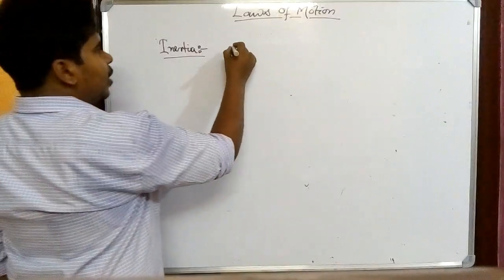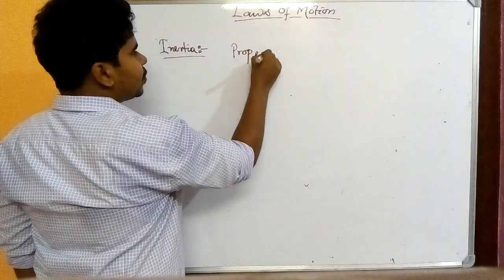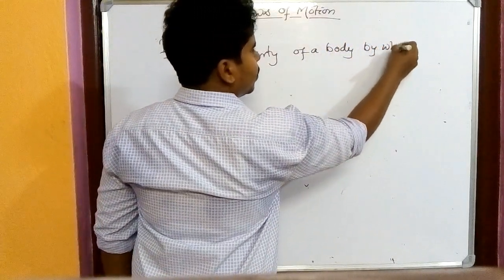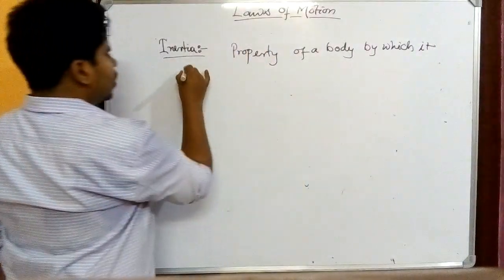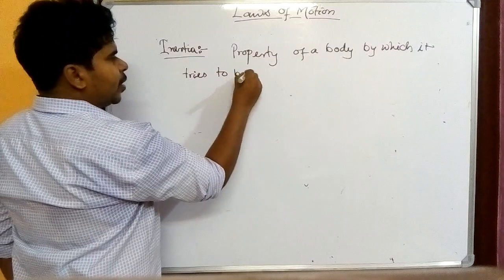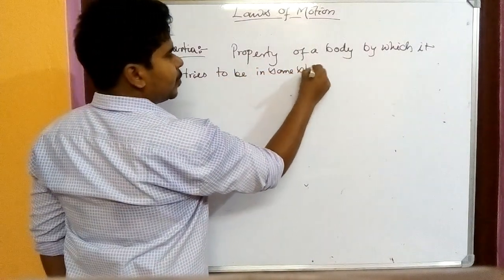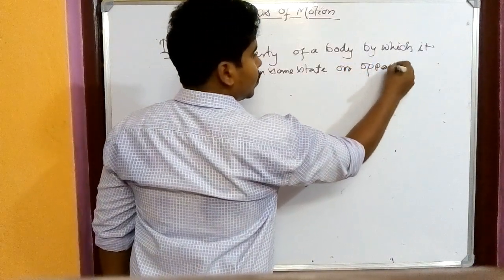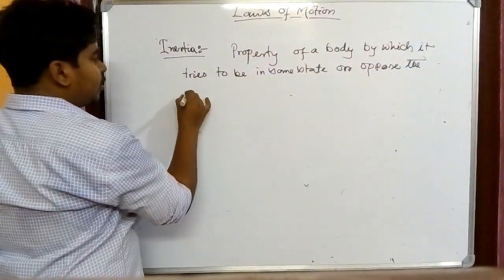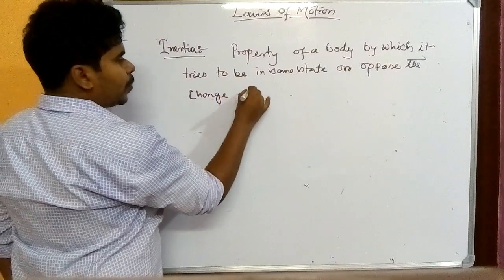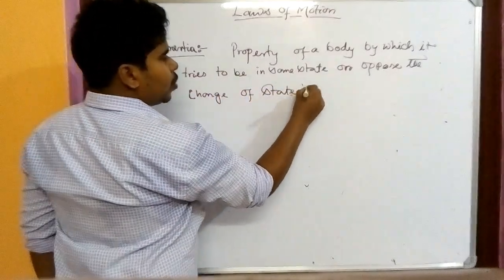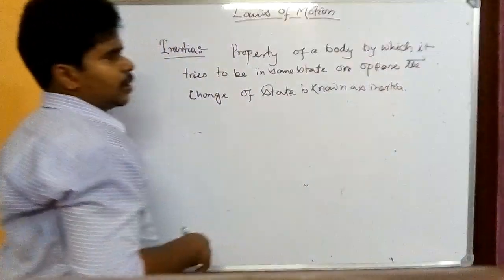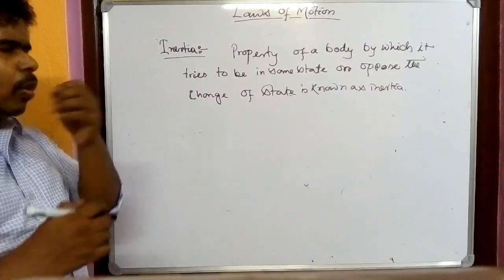So what is it? Inertia is a property of a body by which it tries to be in the same state or opposes the change of state. That is known as inertia.